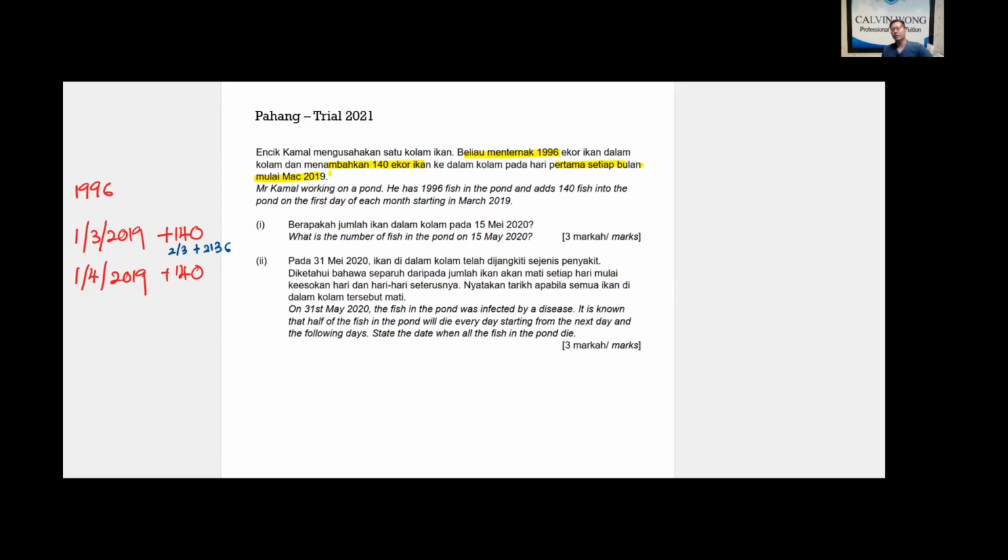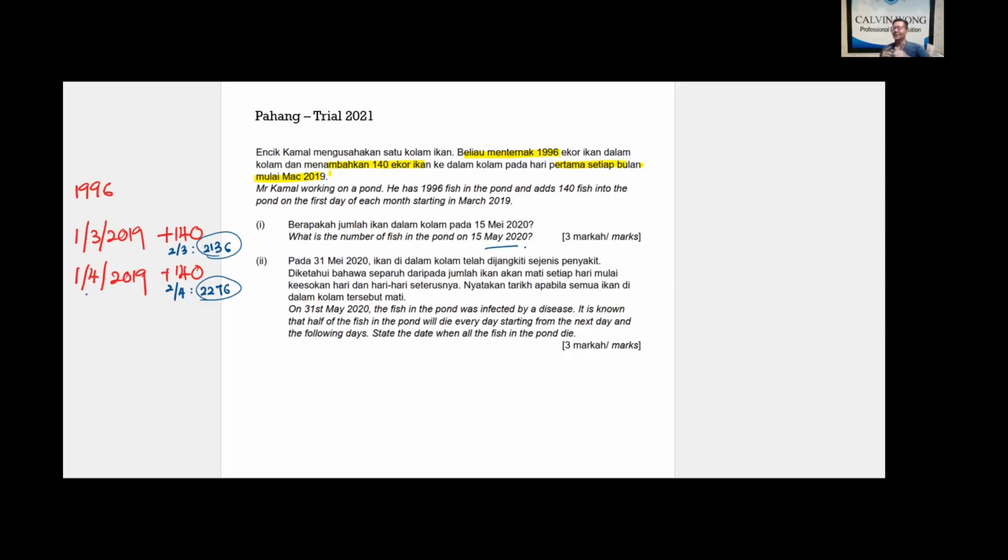I should have this one already. Okay, not plus. I should have this number. So on the 1st of April, I add in, then on the 2nd of April, I should have 2,276. Yes, write down. Do the useless calculation, do it. Okay, berapakah jumlah ekor ikan pada hari ini? Okay, that is the difficult part.